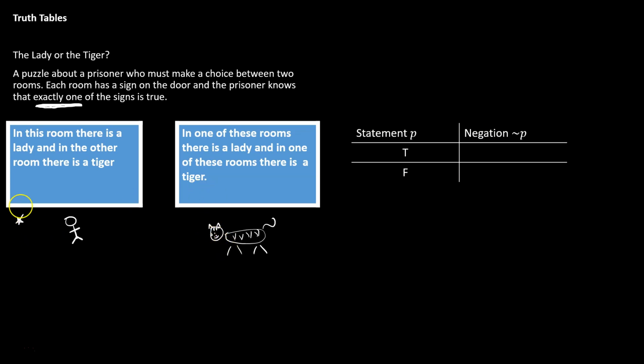Whatever. So if that left door is true, then we know there's a lady in this room, there's a tiger in the other, which means the second door has to be false. Reading that sign, in one of these rooms there is a lady, and in one of these rooms there is a tiger. Well, that doesn't sound very false at all. That sounds less like a false statement and more like a true statement, because in one of these rooms there's a lady, and in one of these rooms there's a tiger. That would mean both of these are true, which we know can't be true.